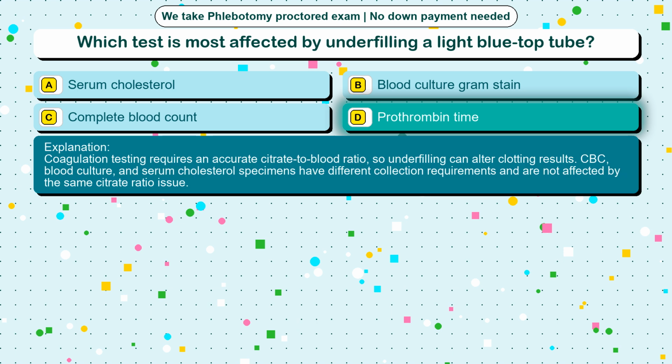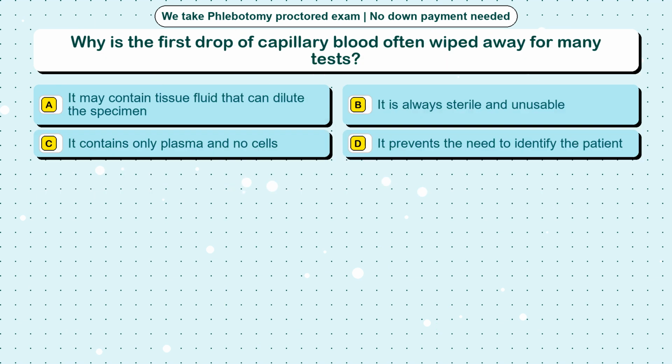Coagulation testing requires an accurate citrate to blood ratio, so underfilling can alter clotting results. CBC, blood culture, and serum cholesterol specimens have different collection requirements and are not affected by the same citrate ratio issue. Question 19. Why is the first drop of capillary blood often wiped away for many tests?